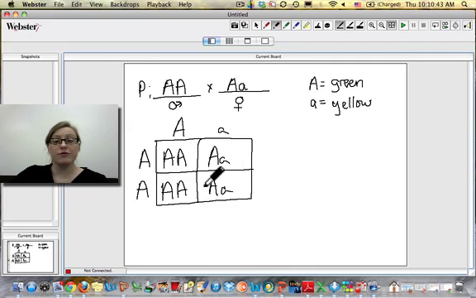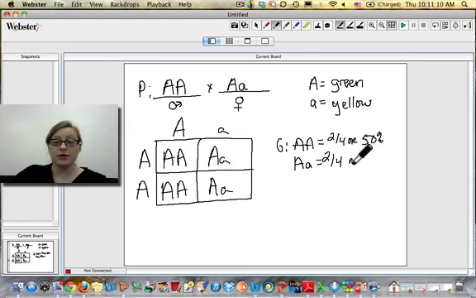Okay, so those are our 4 possibilities. Let's look at our possible genotypes. Okay, there are only 2 genotypes available in this cross. The offspring can either be big A, big A, or big A, little a. So it looks like it is 2 of the 4, or 50%. That will be the double homozygous dominant, and then 2 of 4, or 50% will be heterozygous dominant.